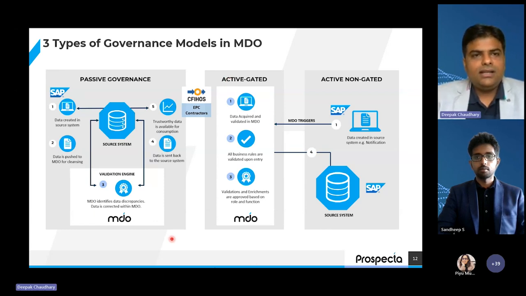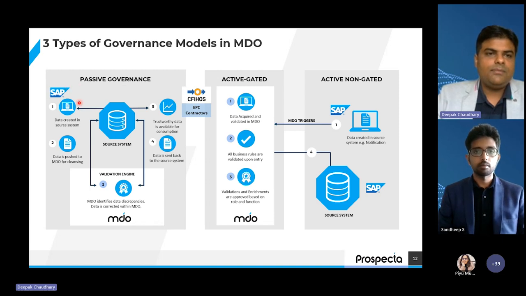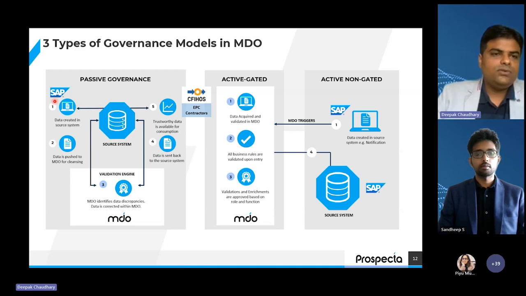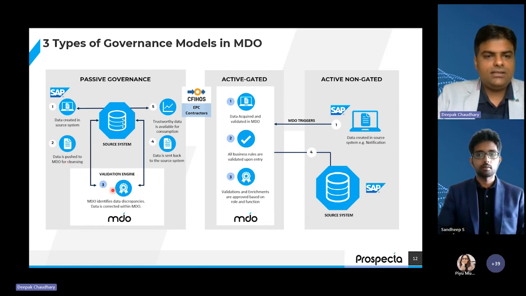Now, this particular slide talks about the various governance models that we have. As I mentioned, we have passive governance and active governance. Active governance we have bifurcated into gated and non-gated, and I'll explain that as well. So what is passive governance? In passive governance, data is created in the source system, and then the data is pushed to MDO for cleansing. Then the data comes back to MDO, and you can identify the gaps in your data. You can run the validation engine, the validation business rules.